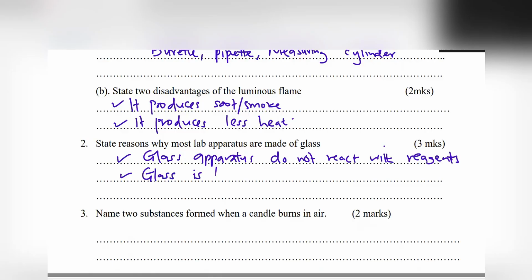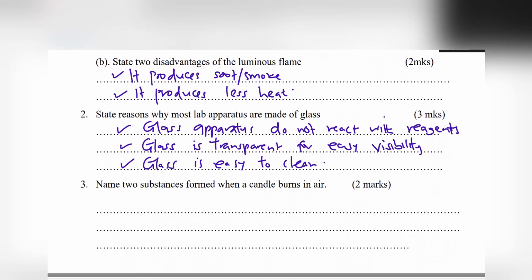Glass is transparent for easy visibility. So one can easily monitor as reactions take place. And number 3, glass apparatus are easy to clean. Those are the 3 reasons behind glass apparatus.